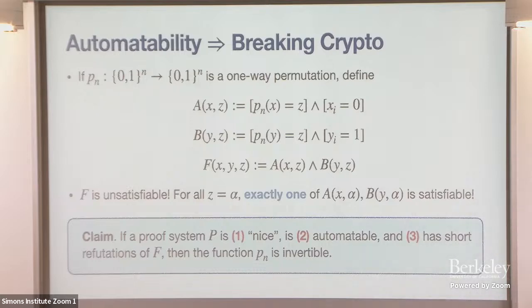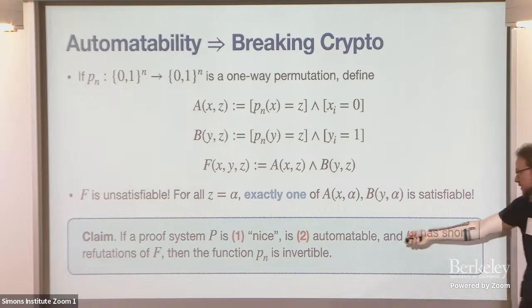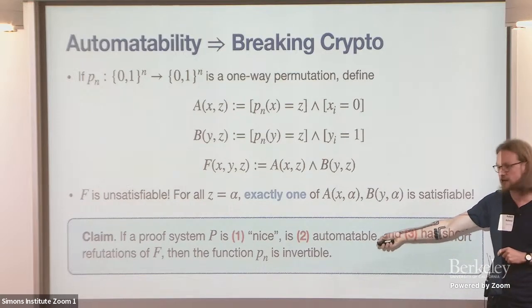So now here's the claim. If I have some proof system, which is nice, and I'll say what nice means in a second, very, very mild properties on the proofs. It's automatable, and there's a short refutation of this function formula here that basically just says that the permutation is indeed a function, like it has an output, right? Then you can actually take that automating algorithm and invert the permutation.